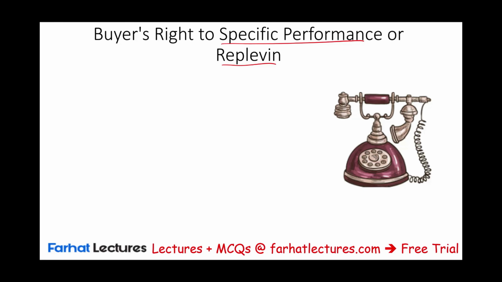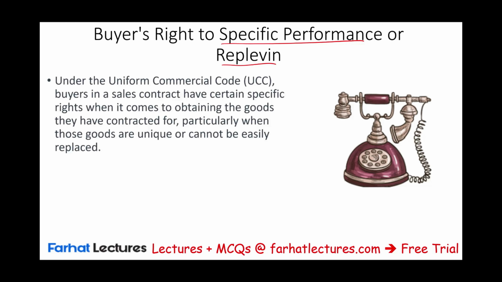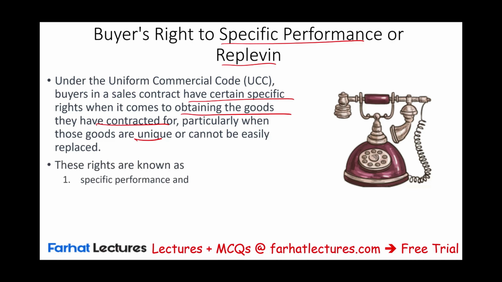We talked about specific performance under common law. Same concept applies for the UCC. The item is so unique that you don't want any compensatory damages. You want the actual item. So under the UCC, the buyer has certain specific rights when it comes to obtaining the goods that they have contracted for, especially those goods that are unique and cannot be easily replaced. These rights are known as specific performance and replevin.